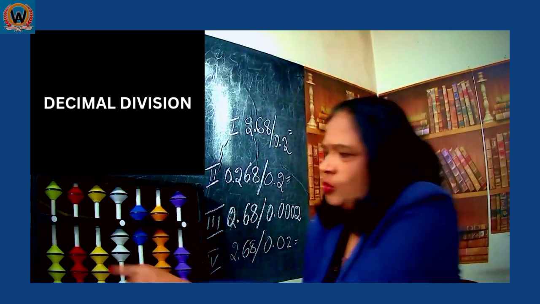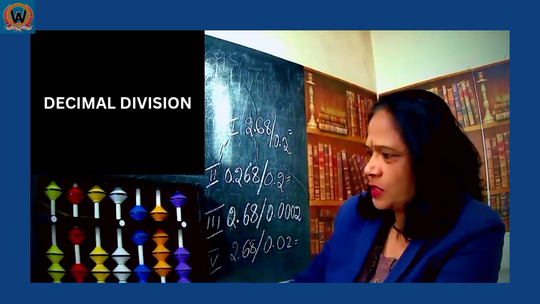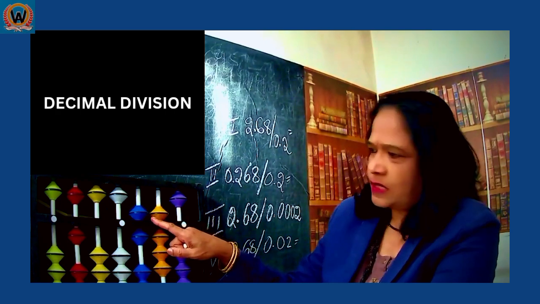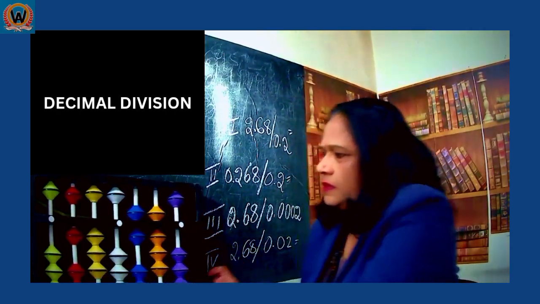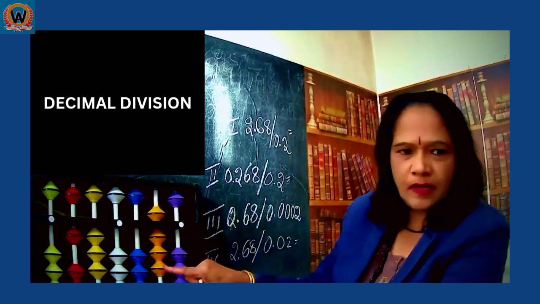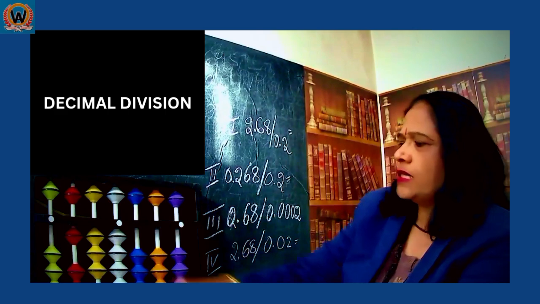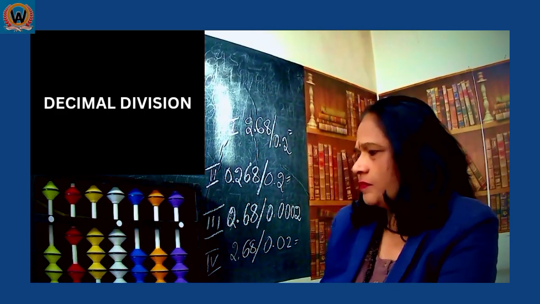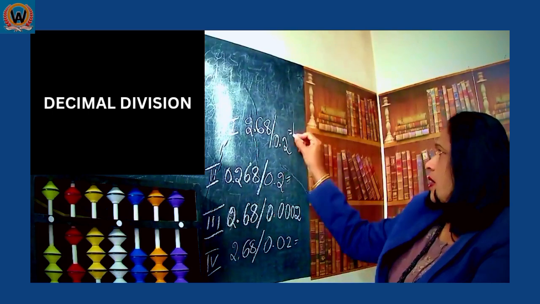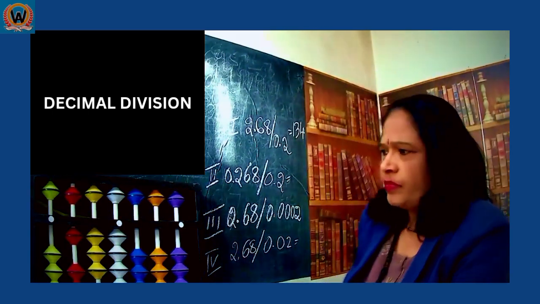2 ones are 2. Skip the round because we are using 1 round. Then divide 6 by 2. 2 3s are 6. Then we have 8. 2 4s are 8. So the answer is 134. We got the answer now.